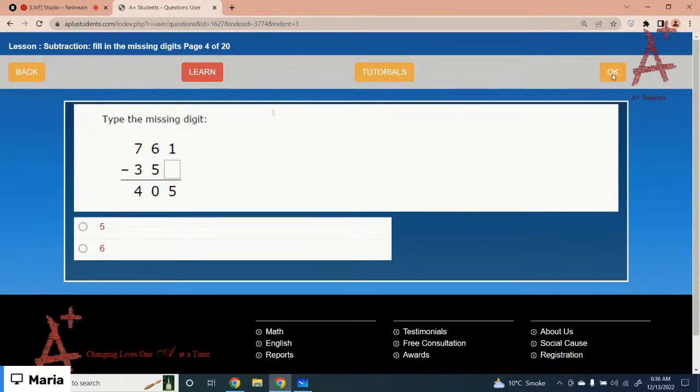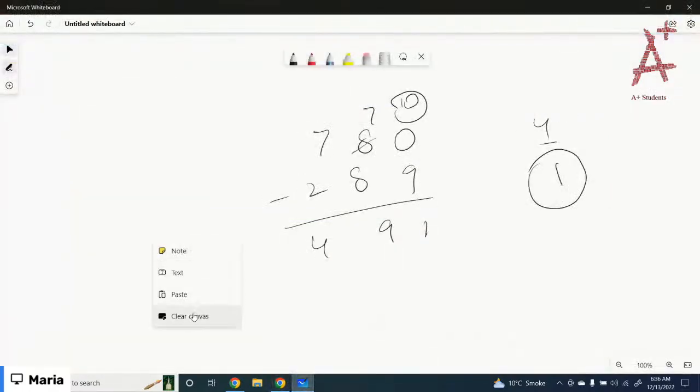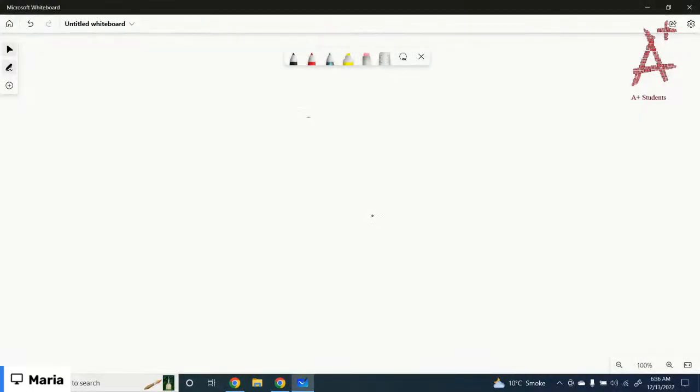Okay, 761 subtract 35. And the options are 5 and 6. Here you have 5, 0, 4, 0, 5 actually. Okay, you have to find the missing number.